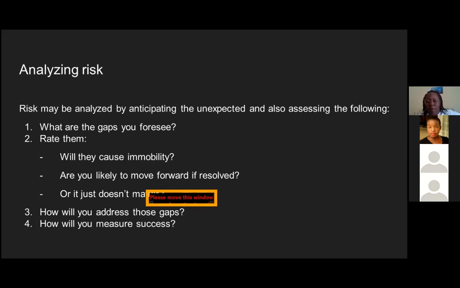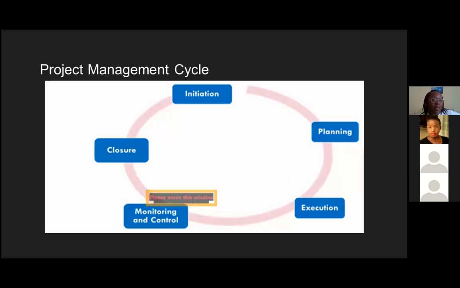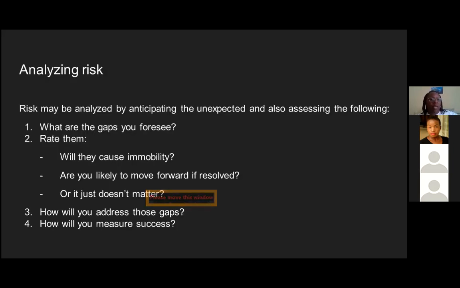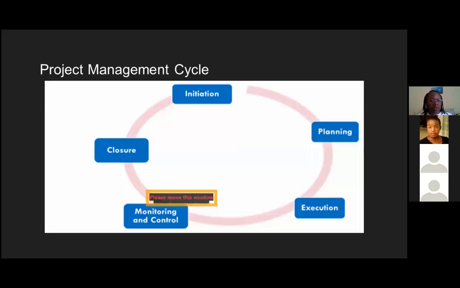So even as you go back to your businesses or your initiatives, start looking at the various types of risks and analyze them using these tools. What are the issues? If, for example, this risk is not addressed, how is it going to affect the implementation of the project? So that's very, very critical.